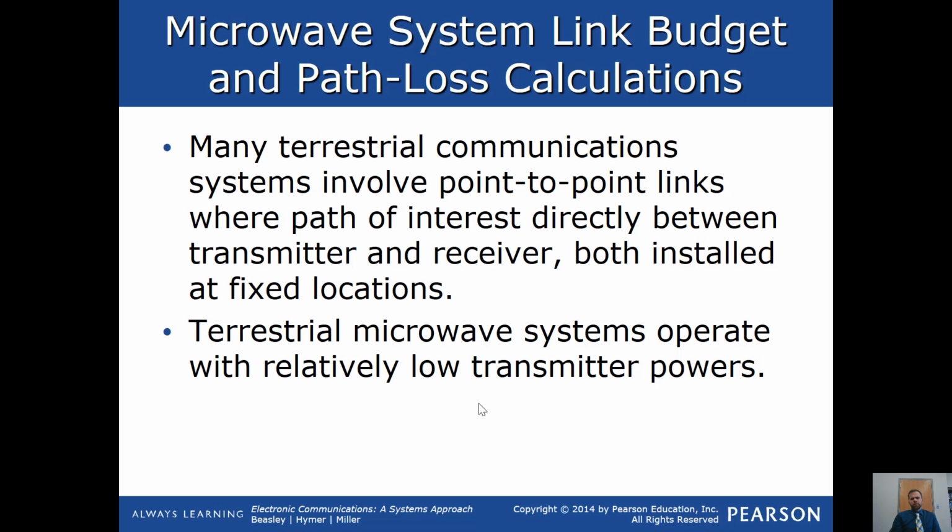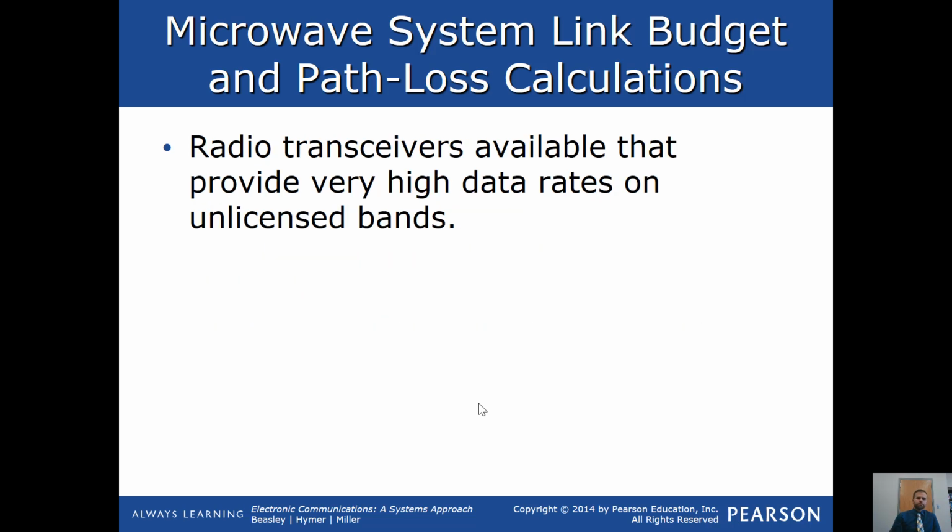So let's talk a little bit about the link budget and path loss calculations. Many terrestrial communication systems involve point-to-point links where the path of interest is directly between the transmitter and the receiver, both installed at fixed locations. Terrestrial microwave systems operate with relatively low transmitter powers. Radio transceivers are available that provide very high data rates on unlicensed bands.